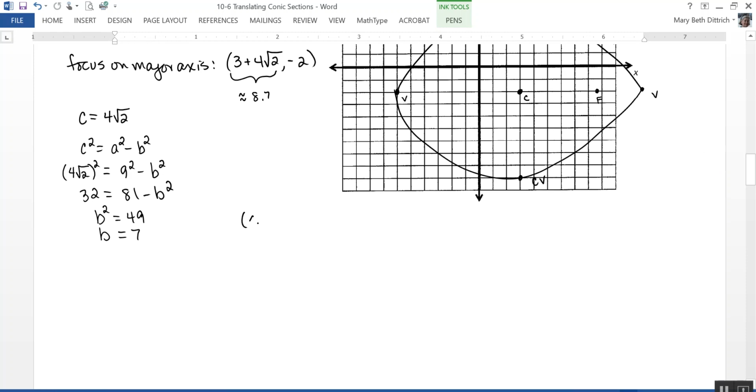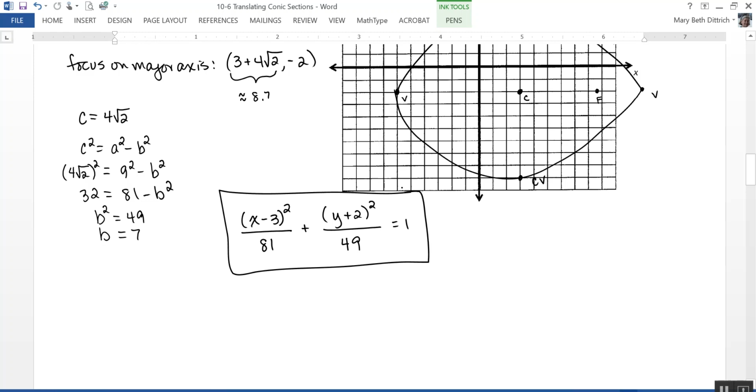So I'm going to have x minus h, which was 3, squared, over a squared. a was 9, so over 81, plus y minus k, so y minus a negative 2 is y plus 2 squared, over b squared, b was 7, over 49, equals 1.